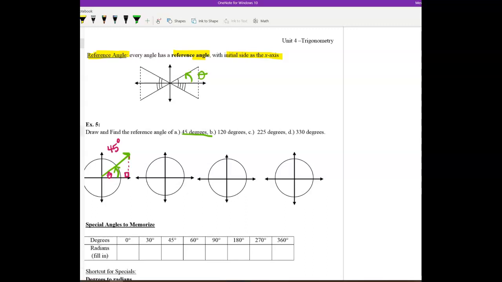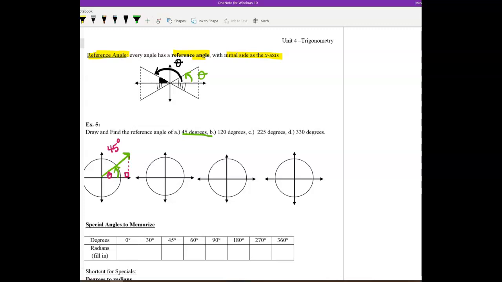But now let's see what happens when we go to the second quadrant. Up here, when I travel all the way around to the second quadrant, we're going to call that angle theta. Well, the reference angle is this angle right in here with those two lines. That's the reference angle.